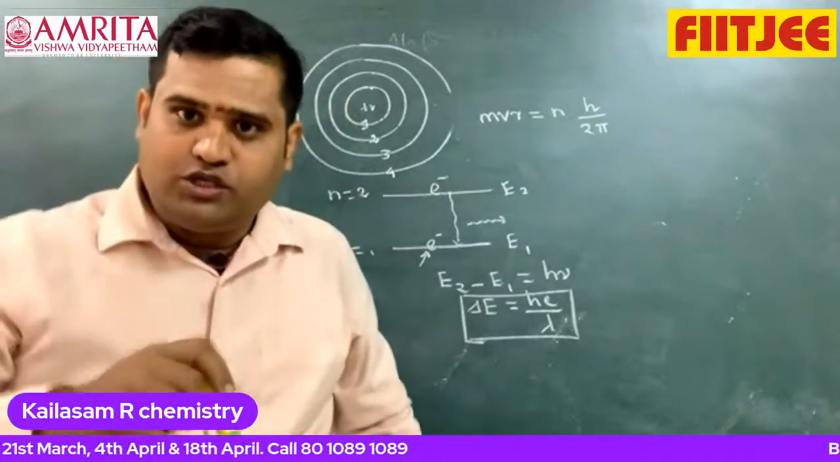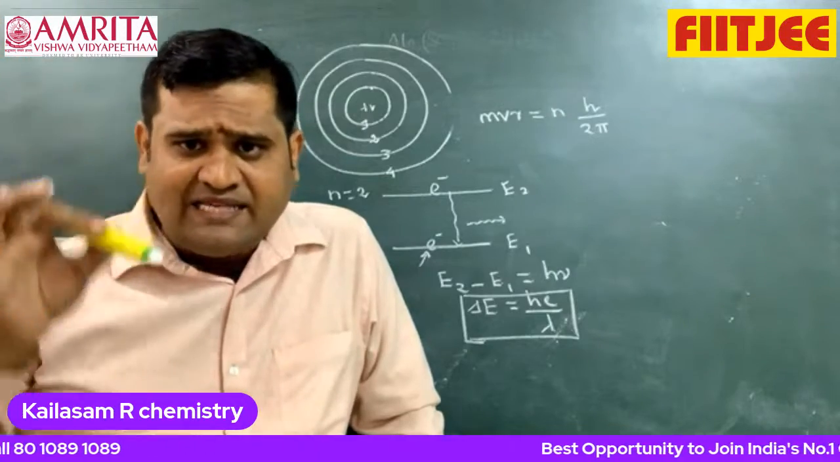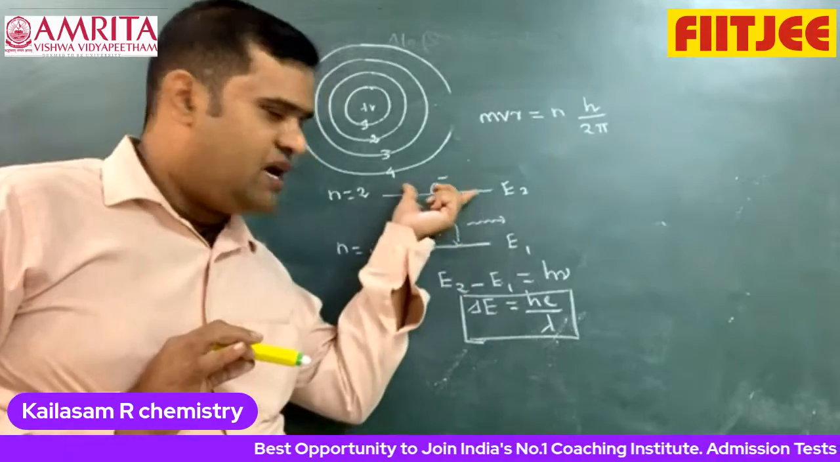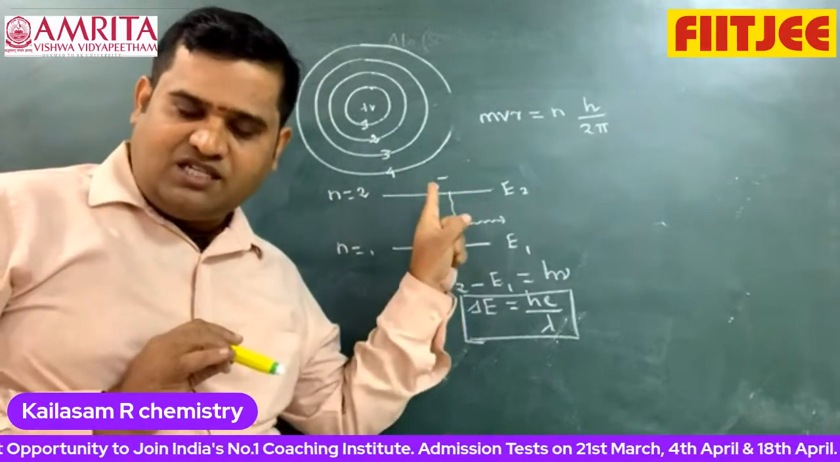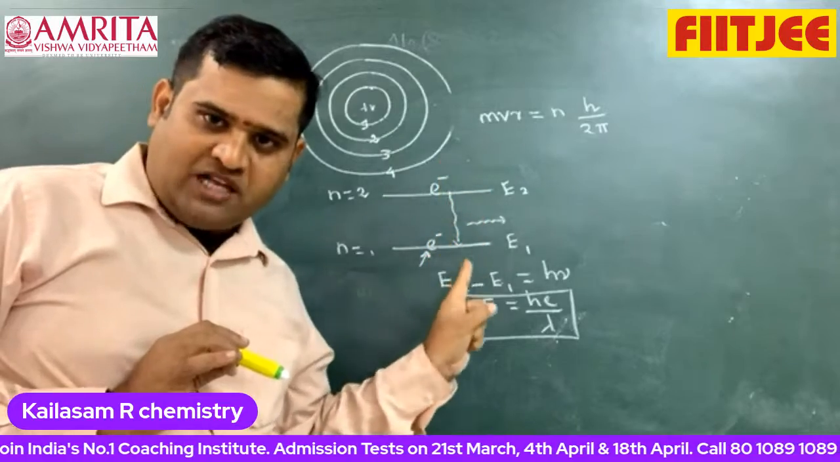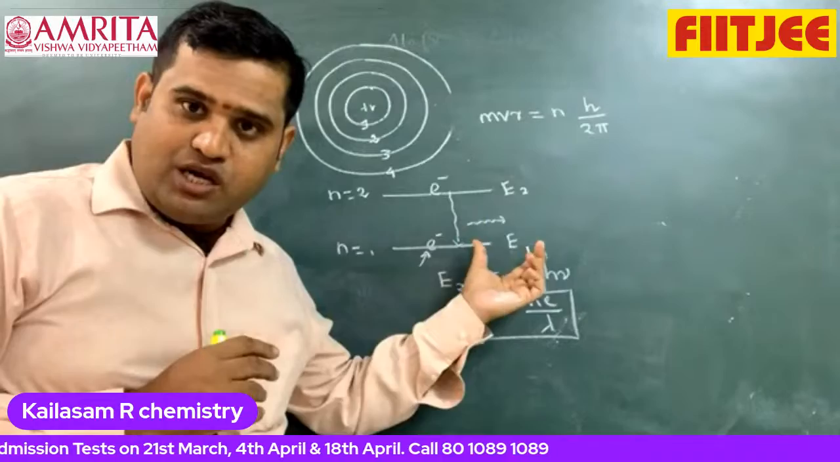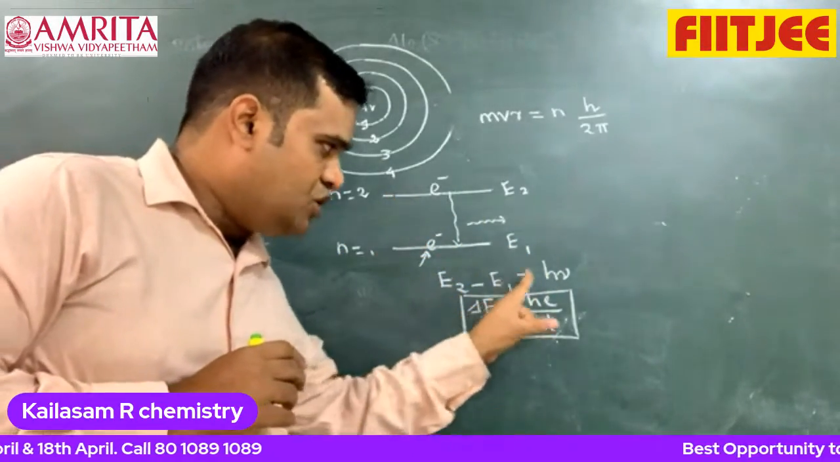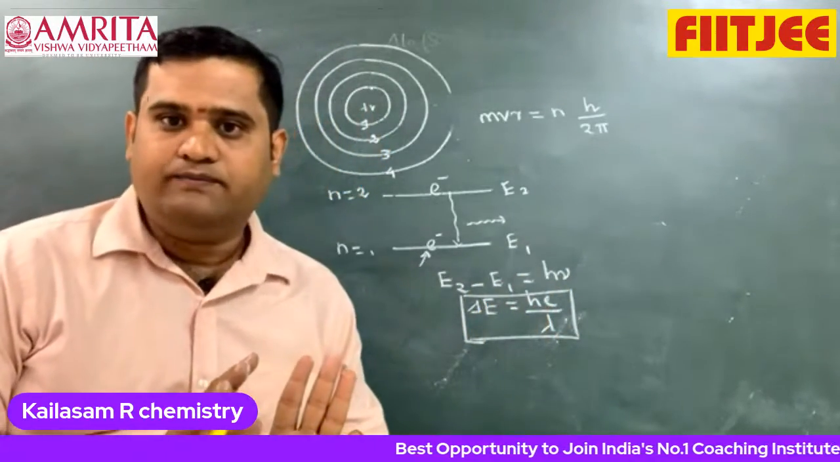Fine. The next question is when the electron goes through excitation and when de-excitation takes place. Very simple. If the electron goes from a lower energy level to a higher energy level, absorption takes place. We know that the higher energy level is unstable. When they come back to the lower energy level, whatever energy was absorbed, they emit in the form of radiation. The energy difference between these two energy levels, E2 minus E1, is equal to h mu. Therefore, delta E is equal to hc by lambda.